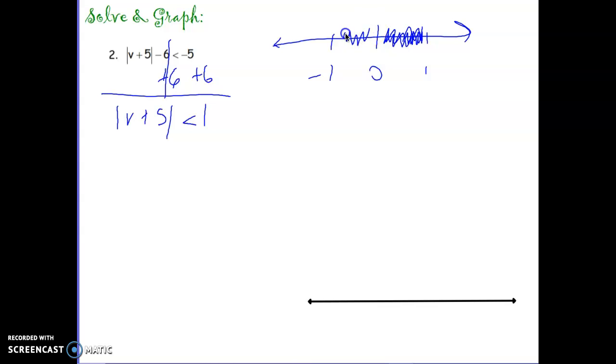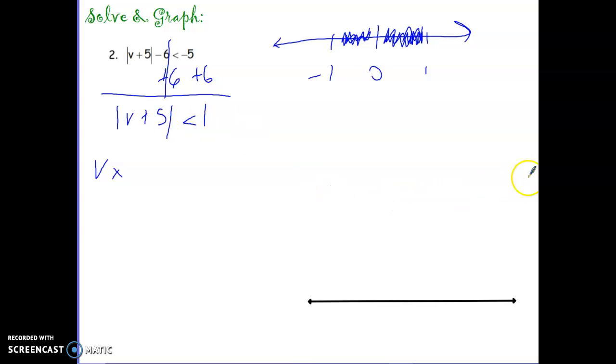And on the negative side, that's going to be here. All of those numbers are less than 1 unit away from 0 as well. So look at this negative 1. Do you see that on the negative 1, we shaded on the right-hand side? That means we did a greater than.